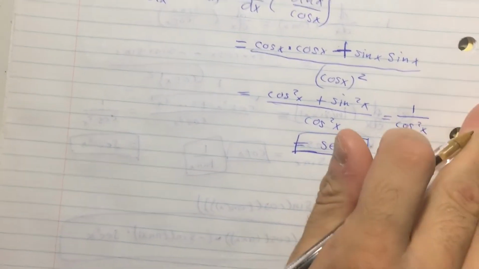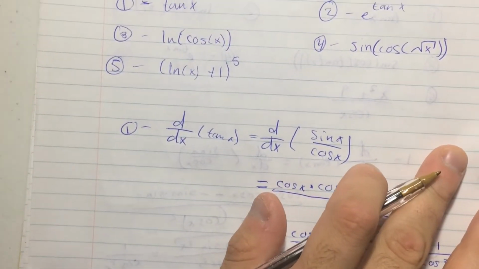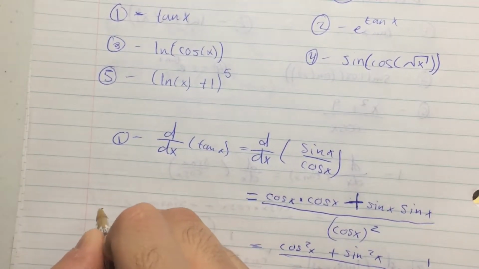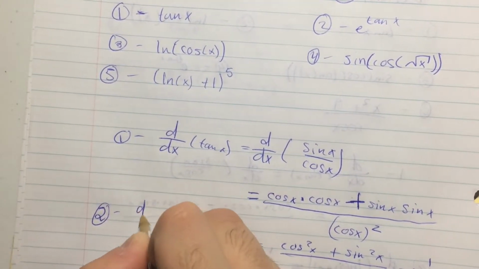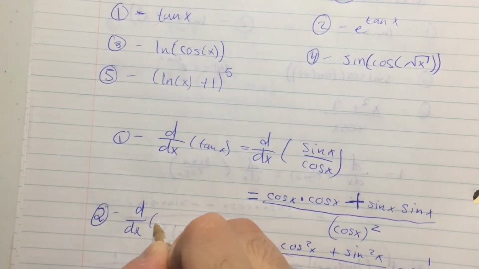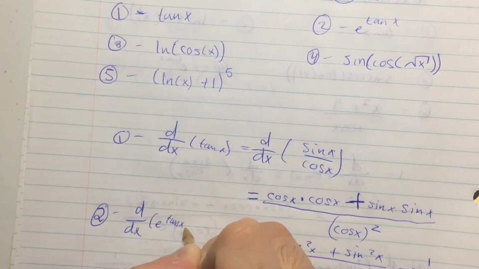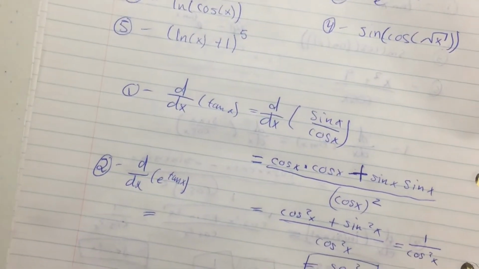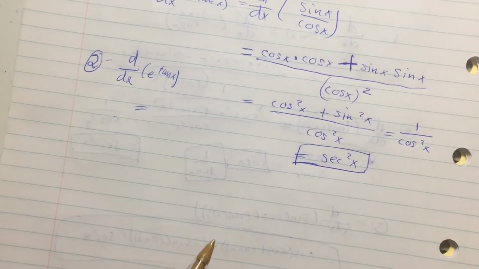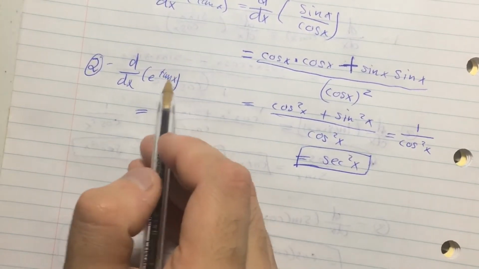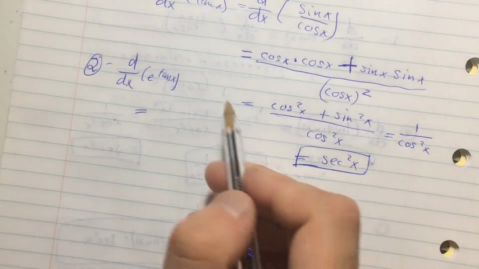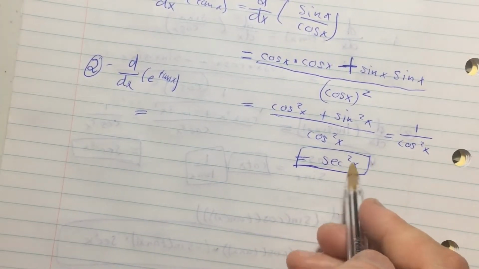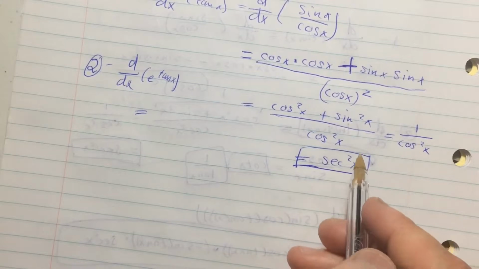Alright, next one. Let's get into it. So, number 2, that's e to the tangent of x. Well, let's write that we're taking the derivative of e to the tangent x. You remember from the last video, I'm trying to hammer the point home how a derivative of an exponential is done. So we just found out the derivative of tangent of x. That's why I've chosen this one. So we know that the derivative of tangent of x is secant squared of x.